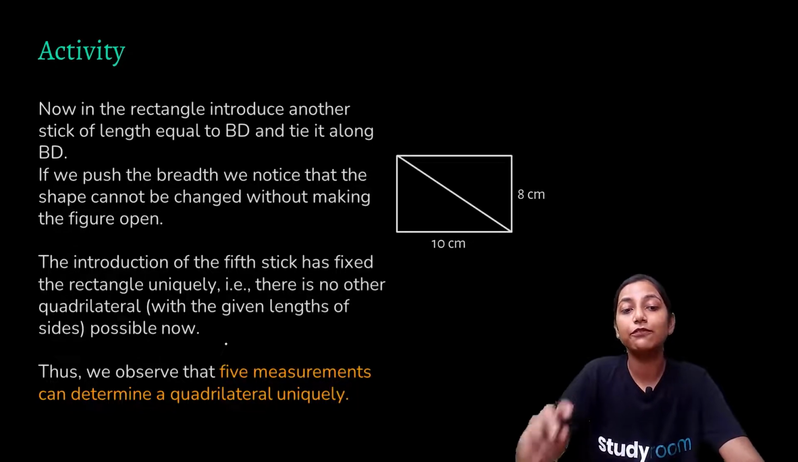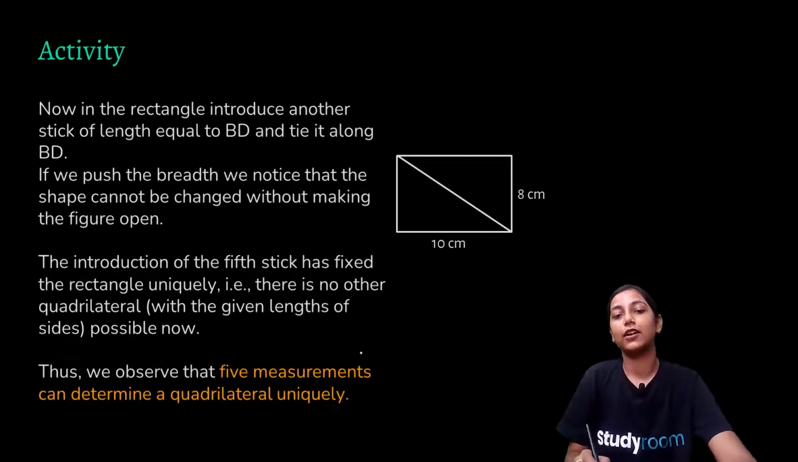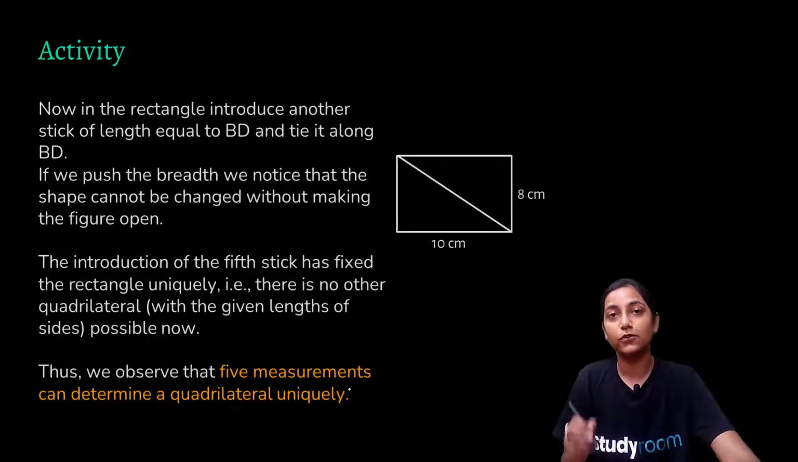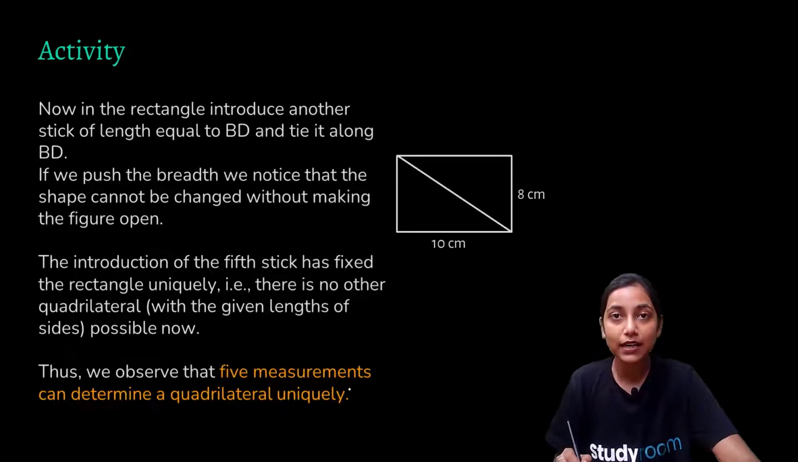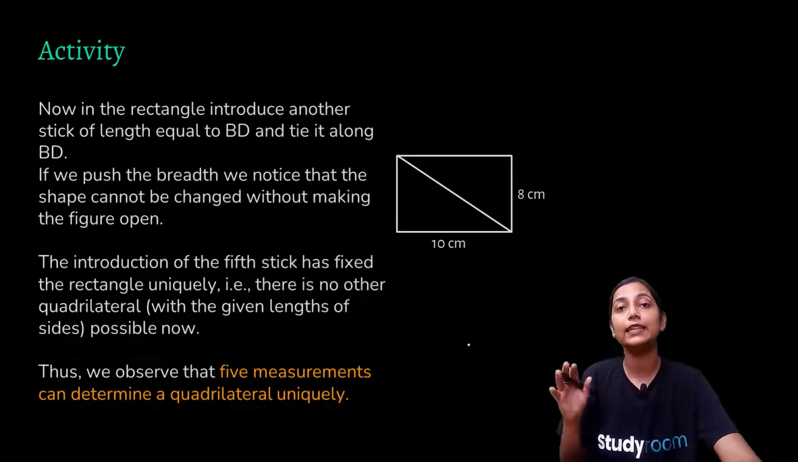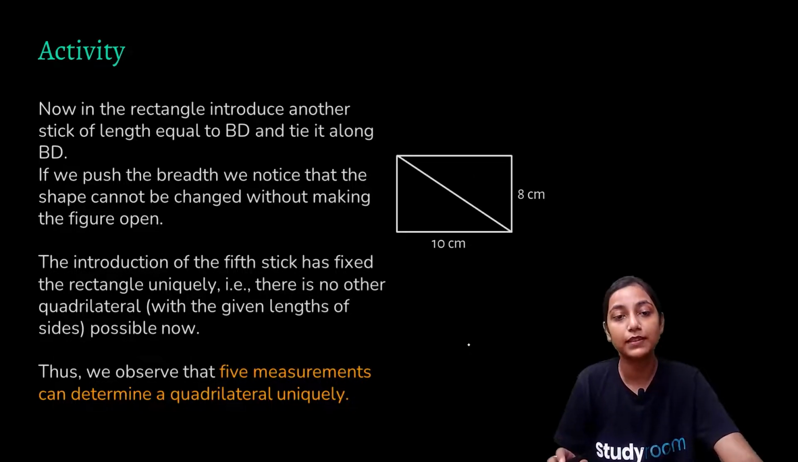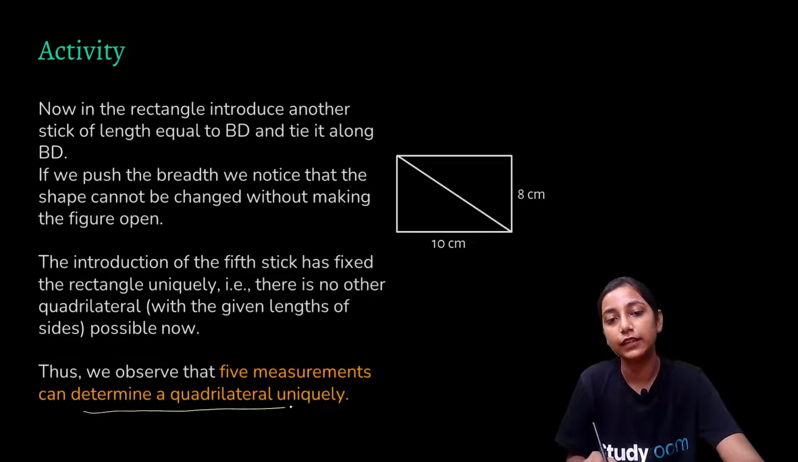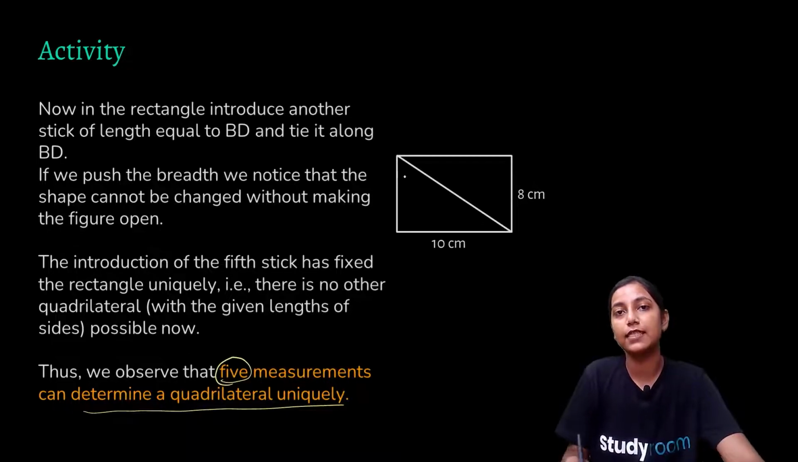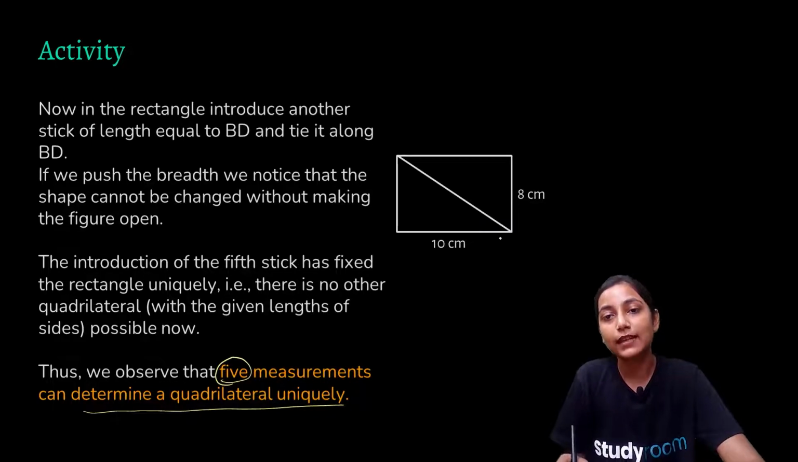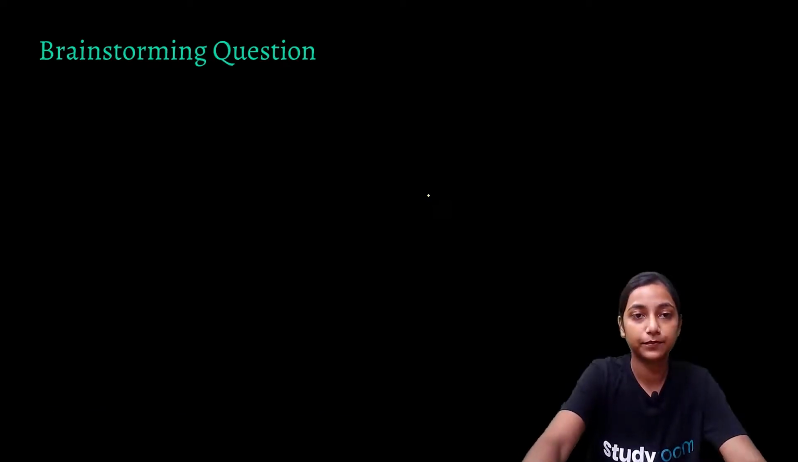Thus, we observe that 5 measurements can determine a quadrilateral uniquely. So, what was the answer? No, 4 measurements cannot determine a quadrilateral uniquely, but we need 5 measurements in order to determine a quadrilateral uniquely. We need how many measurements? We need 5 measurements. Like in this, we had 4 sides and 1 diagonal.